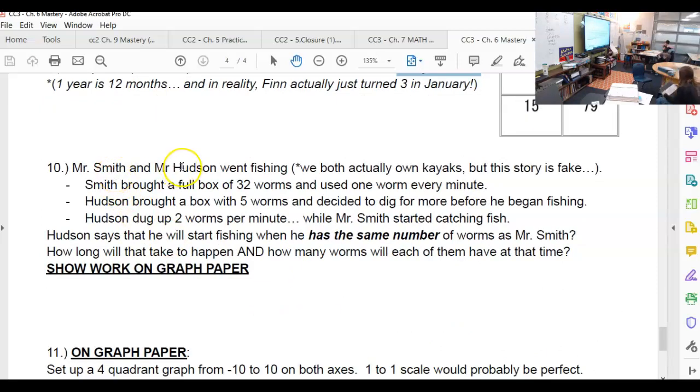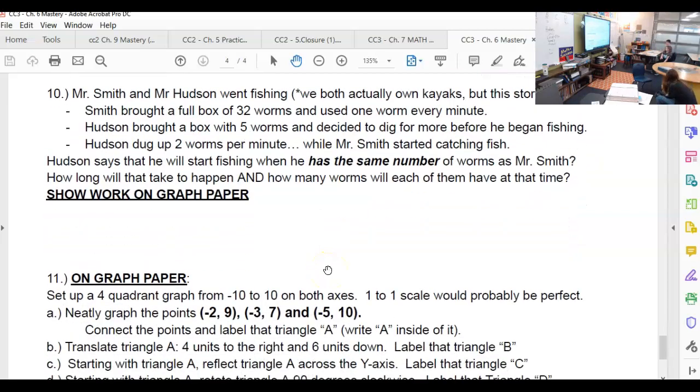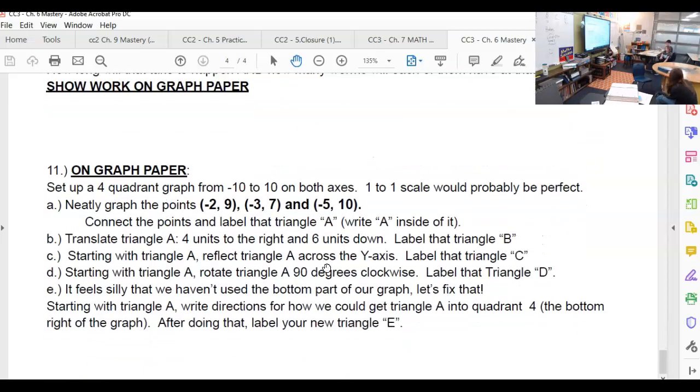Mr. Smith and Mr. Hudson go fishing! Huh. This question feels familiar. I feel like I've seen one like that before.